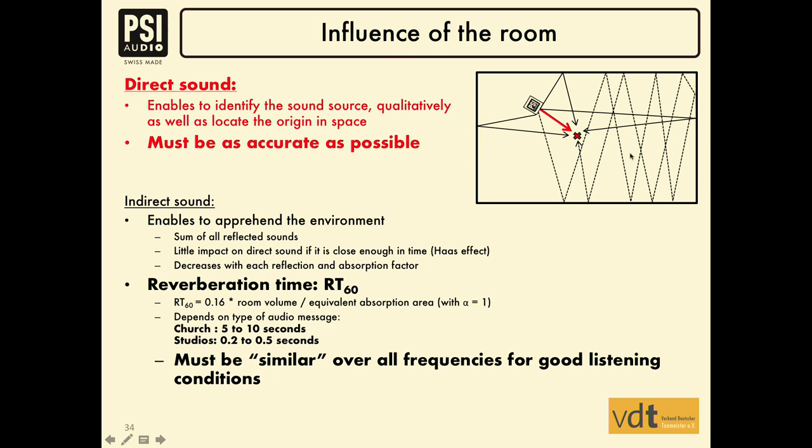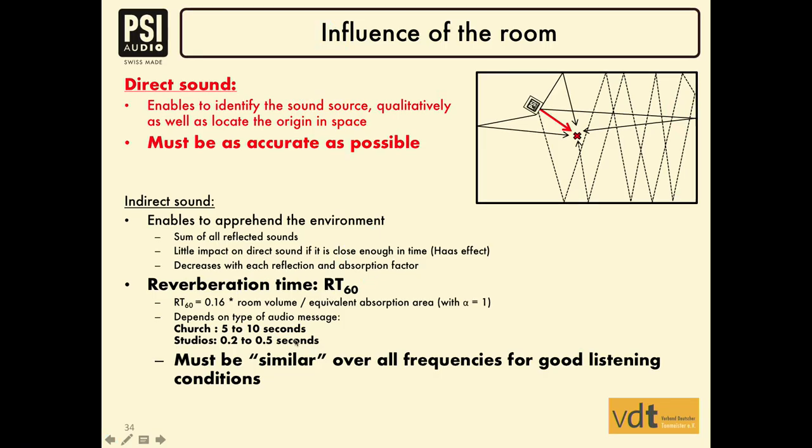Anyway, the indirect sound, just a few words on this, because tomorrow I'll be giving a talk more on room modes. But anyway, the indirect sound enables you to apprehend the environment you're in. It's the sum of all of these reflections. And the most important factor that we can assess in this is the RT60, and this is the time it takes for the echoing sound to be reduced by 60 dB. It's the ringing time, and we often call it RT60. And it can go quite high.